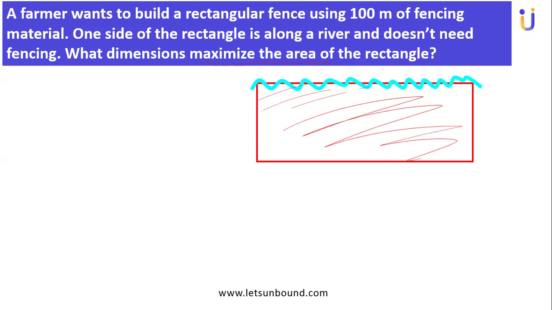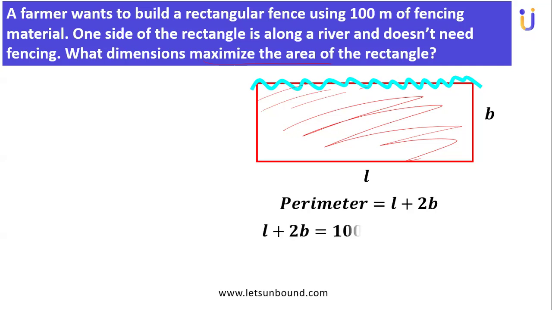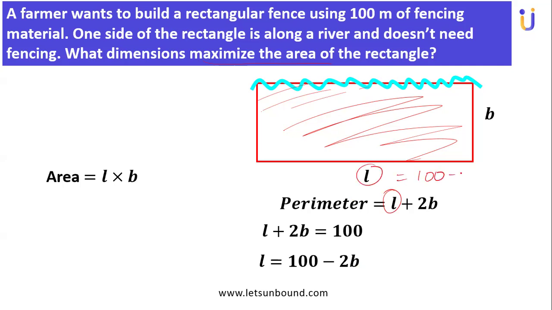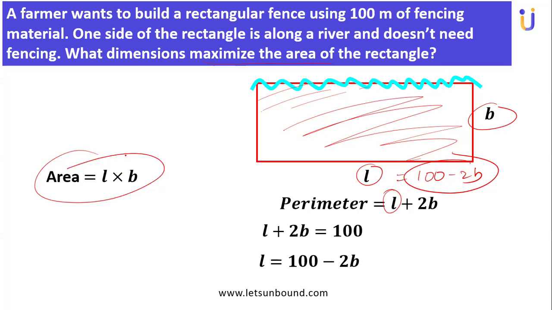Now we understand the situation. Make a clean diagram that will help in better visualization. Let my length be L and breadth be B. Actually, I have to make it a single variable, right? So I have two variables. Let's try to make it a single variable. L plus 2B is 100. It's not 2L plus 2B, make sure, right? And L is 100 minus 2B. So now it's a single variable. What is the objective function? Area. Area is L into B. I know L is 100 minus 2B, so area is 100 minus 2B into B.